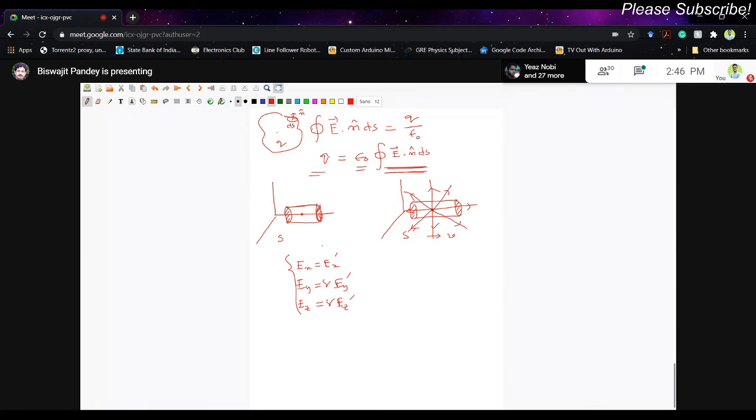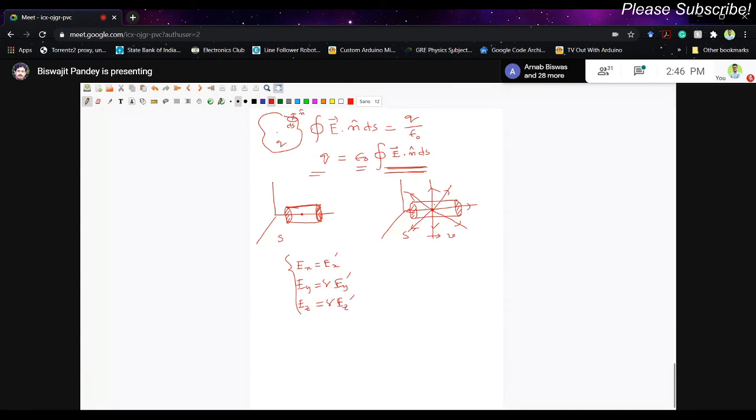So what is happening here? Can you tell me how much the area will change if I go from this frame to that frame? What is the area of the cylinder? 2 pi r times L, right? But r doesn't change, because the radius of the cylinder is orthogonal to the direction of motion. The only thing which will change is the length of the cylinder, L.